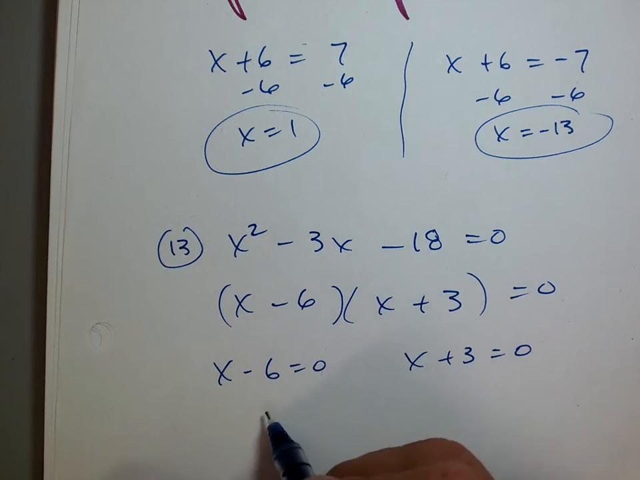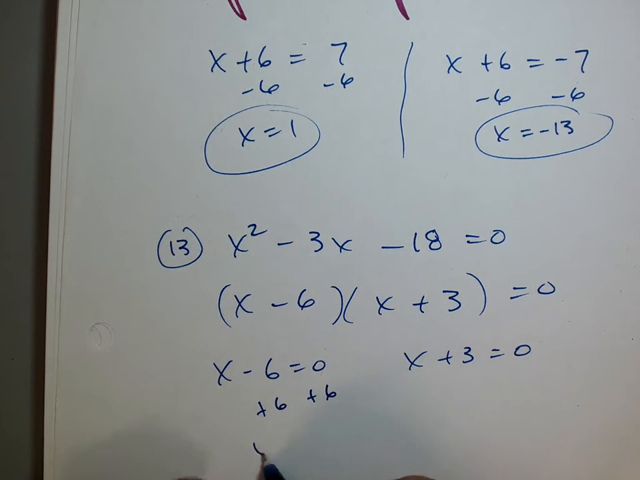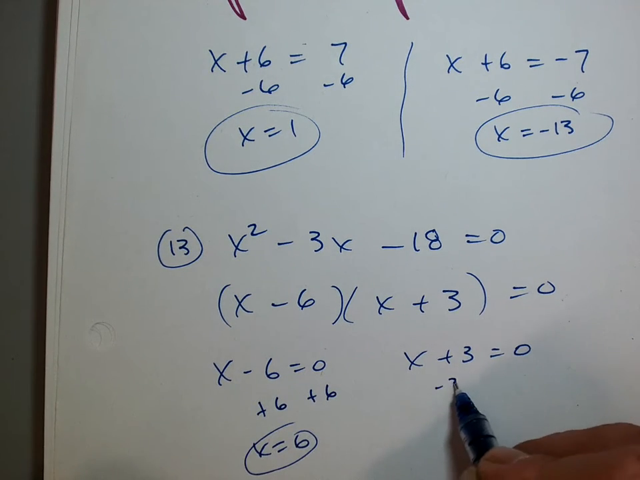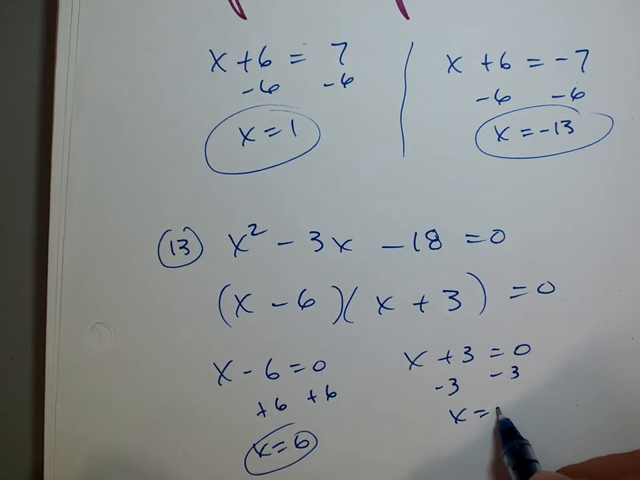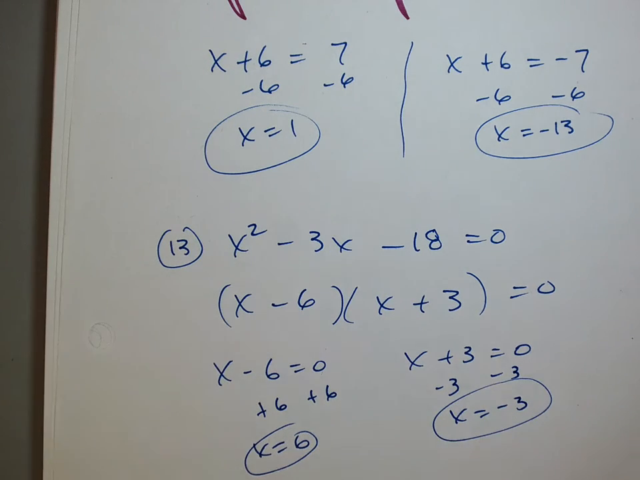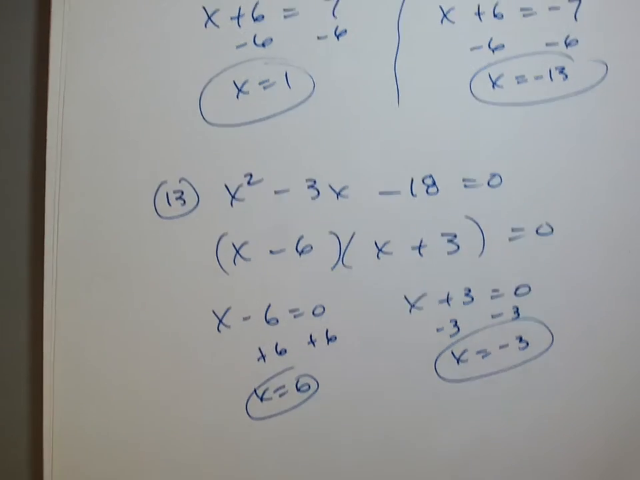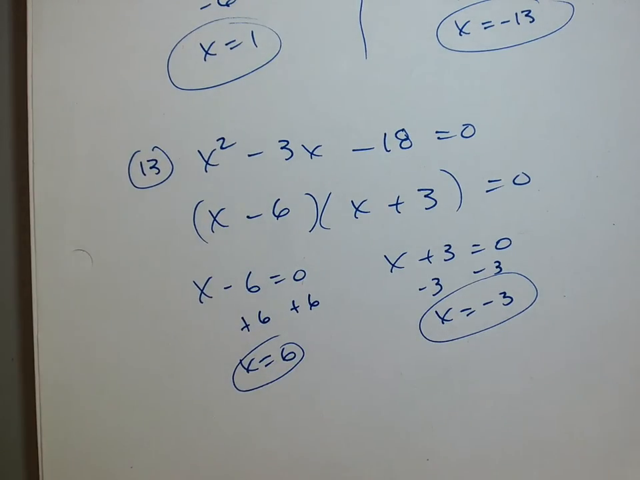Plus 6, plus 6. One answer is 6. Minus 3, negative 3. Okay, so I got my two answers. Always two answers, right? Remember, x squared, always two answers. Always, okay? I'm not lying. Sometimes, on rare occasions, you can get the same answer twice, but that's still two answers. Okay? All right. Let's take a look at the back page.